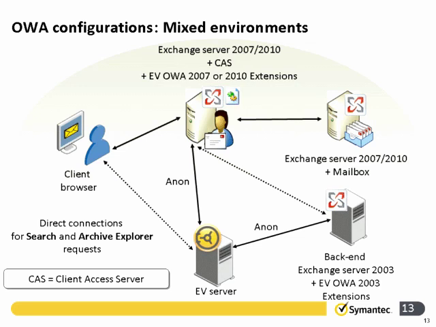We will still be using anonymous connections between the client access server for the Exchange 2007 or 2010 environment and an anonymous connection for the back-end server for your Exchange 2003 environment. And again, we're still showing you that there may be the necessity to have some direct connections between the client browser and the Enterprise Vault server for the browser search and Archive Explorer requests.